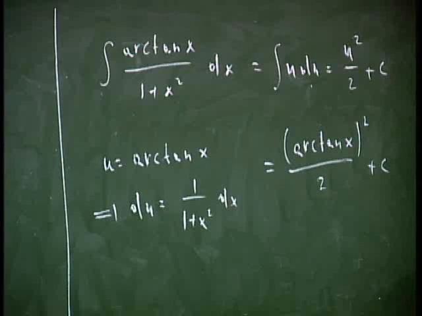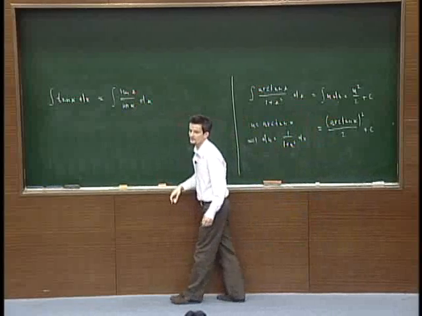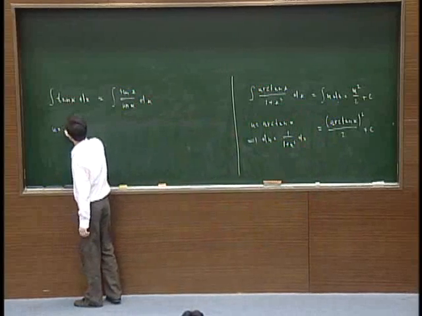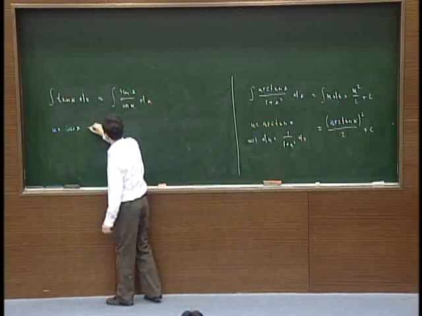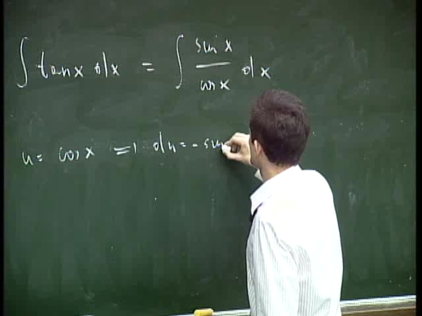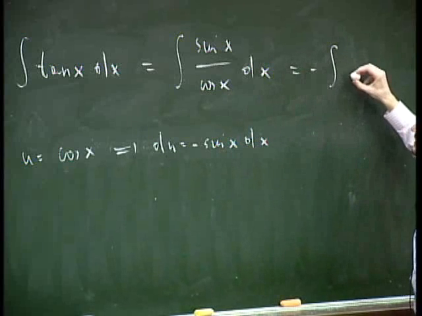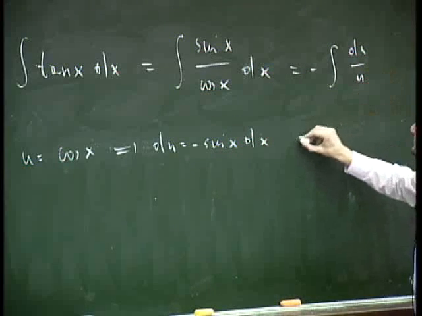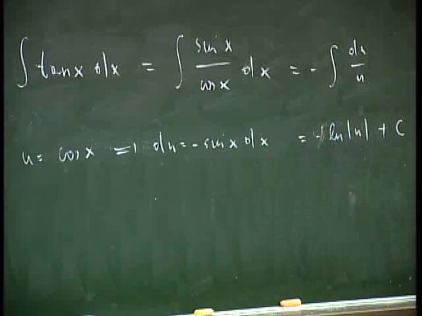Tangent of x. Also, this falls into this category because you can write the tangent as sine over cosine. And you see that the derivative of cosine is more or less the sine. So the method you're going to take here is you substitute u to be the cosine of x. Then du is equal to minus sine of x dx. So what you get is minus the integral of du over u.